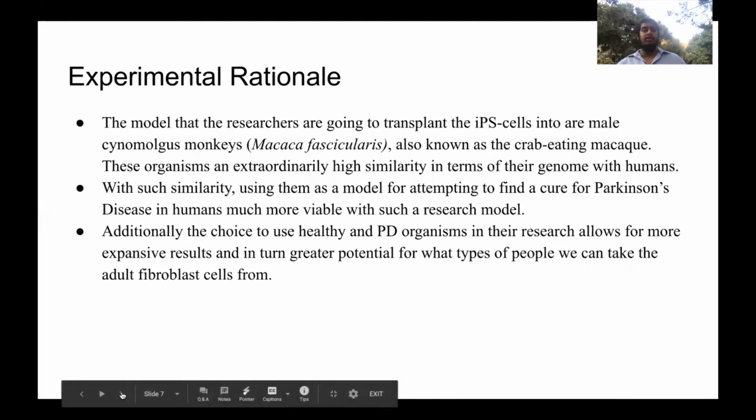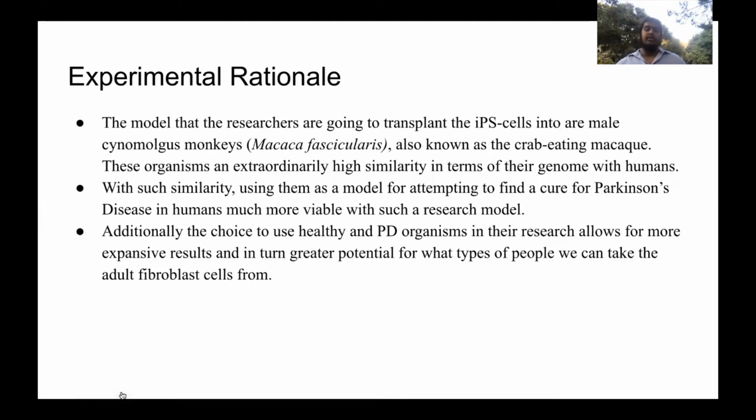And so the experimental rationale for this project was we're going to take these iPS cells and transplant them into cynomolgus monkeys, also known as Macaca fascicularis. The reason we use these organisms is because they have a very high genomic similarity with humans. I believe it ranges somewhere from 95 to 99%. Either way, extremely likely, and therefore the prospects we could gather from this data are exponential. We could essentially derive whether there's a cure for Parkinson's from this data, if we adapt it to a human model, that is.